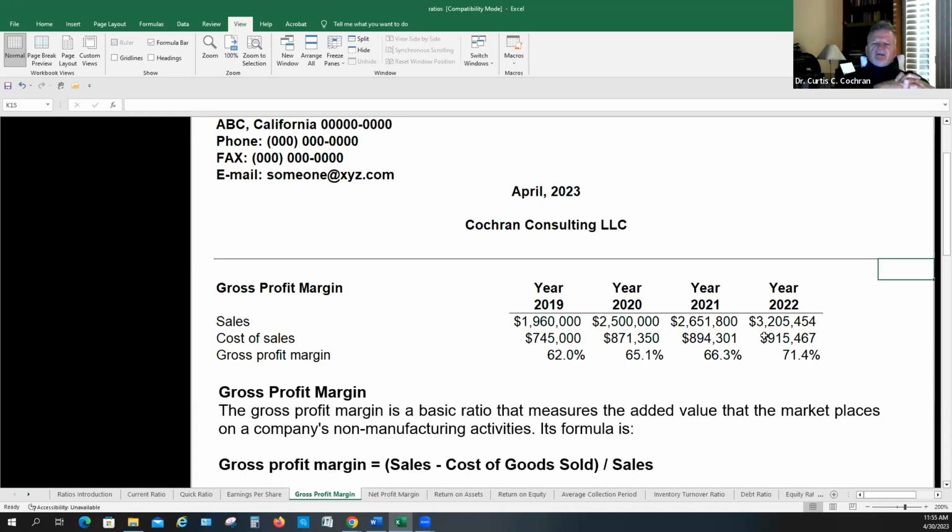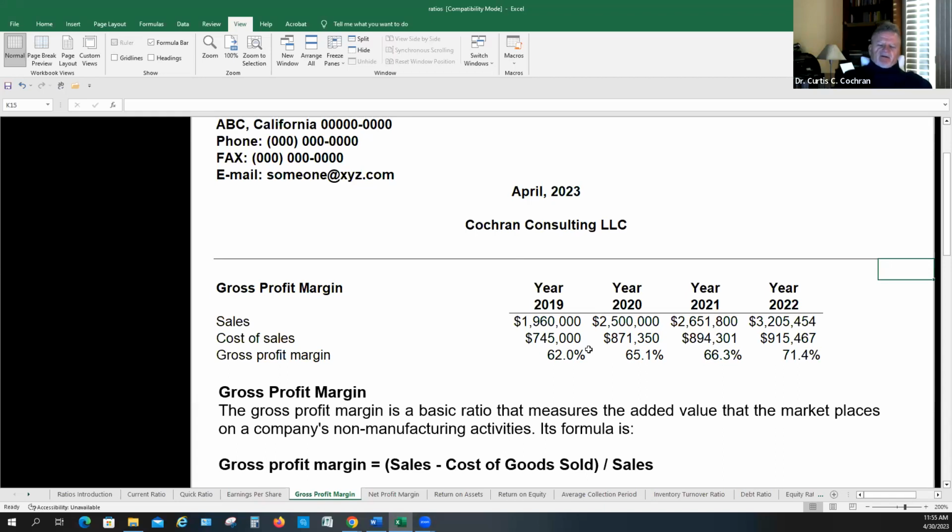So the point of the gross profit margin is this: look at your industry standards. I'm not saying industry standards are always it, but look at your industry standards and then compare them to yours. If you are above the industry standards, you're doing really well. So that's basically it. It's really a simple ratio, and it's a good indicator.